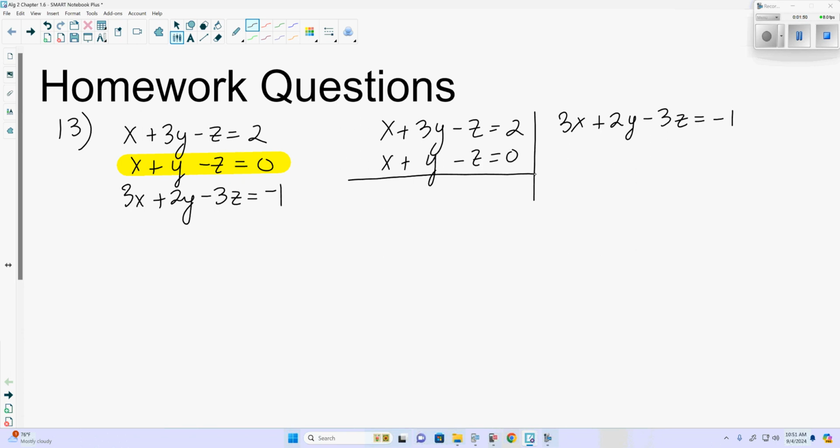If the signs are the same, we subtract. If the signs are opposite, we add. So here we're going to subtract all the way through. Because our negative z minus negative z, that negative negative is going to make a plus. So negative z plus z is indeed 0. So let's go through the rest. x minus x is 0. 3y minus y is 2y. 2 minus 0 is 2. Okay. y is by itself. We divide both sides by 2. So y equals 1.